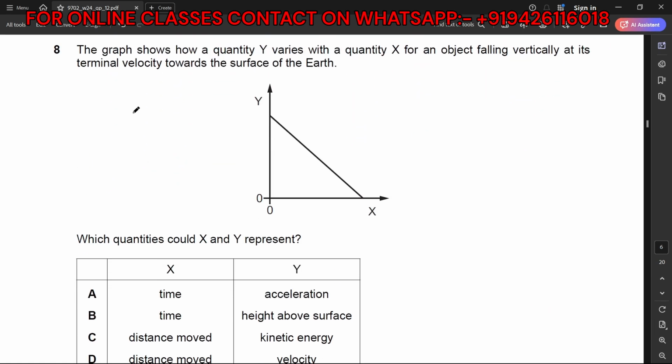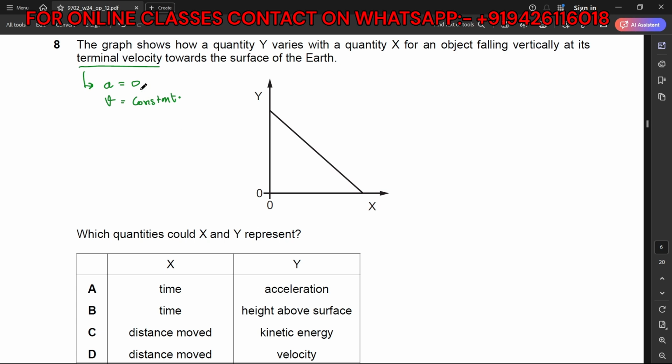Now for our eighth question, the graph shows how a quantity y varies with a quantity x for an object falling vertically at its terminal velocity. So what happens at terminal velocity? You are not experiencing any acceleration because you are traveling at a constant velocity. So terminal velocity is nothing but where your acceleration will always be zero because v is equal to constant. These are the kind of ideas we know. Now over here, we need to identify what could be our x and y. So I know that my acceleration will always be zero.